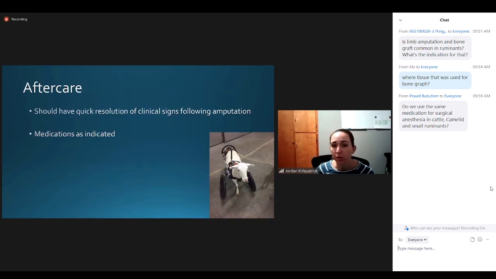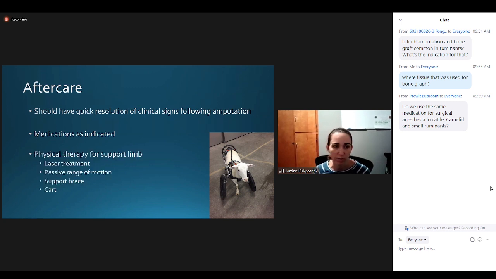Aftercare, there should be a quick resolution of clinical signs after amputation and then medicate as needed from an antibiotic standpoint, pain medication standpoint, and then physical therapy for the support limb because they can get support limb issues with the amputation. The drop fetlock that we saw earlier, they can just be painful. They can get angular limb deformities.